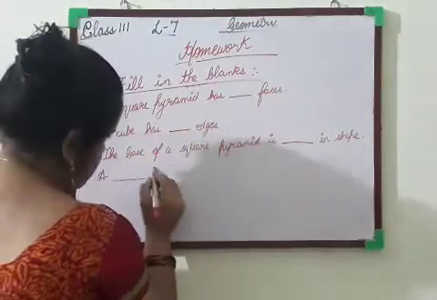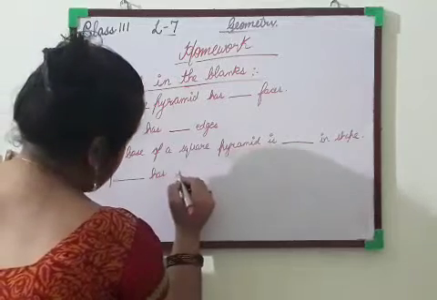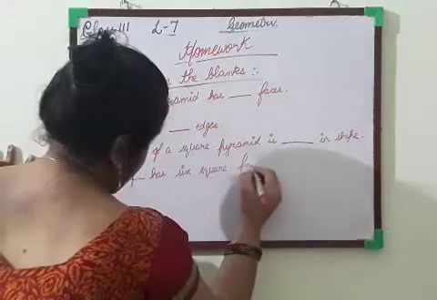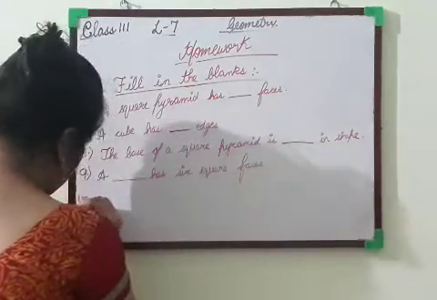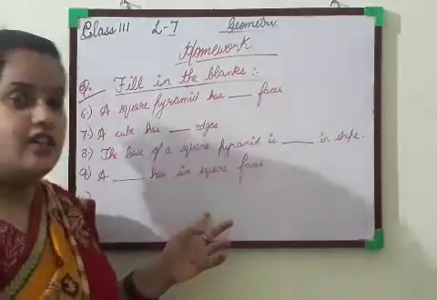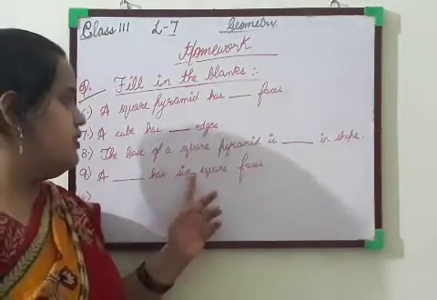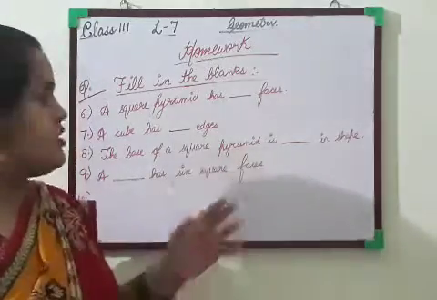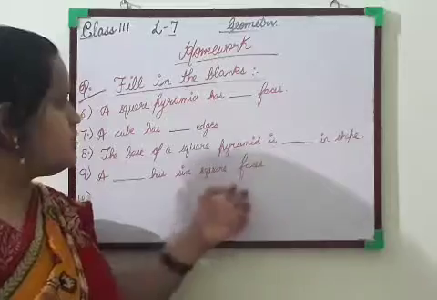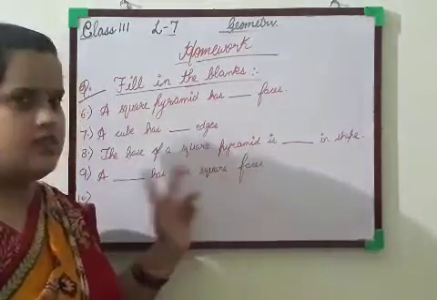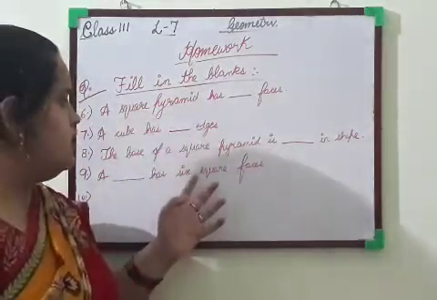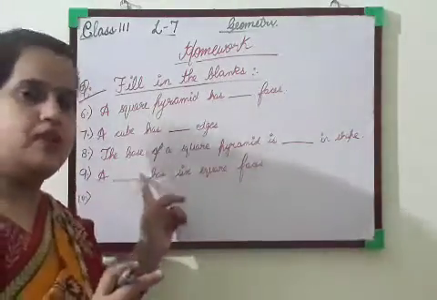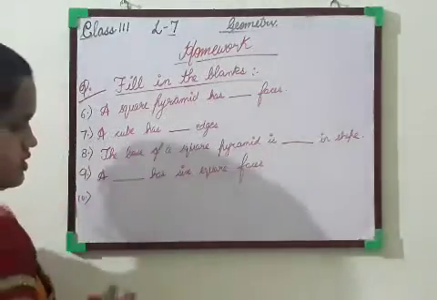A dash has 6 square faces. Question number 9. Read it very carefully. Don't read only 6. The word is square faces. A figure which is having 6 square faces, not 6 faces. If the question is given 6 faces, then two answers must be there. Okay? Any one of the answers you can write. But if the question is given 6 square faces, then only one particular answer will be there and you have to write that answer only.